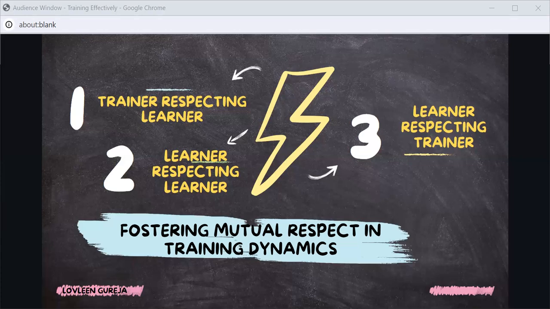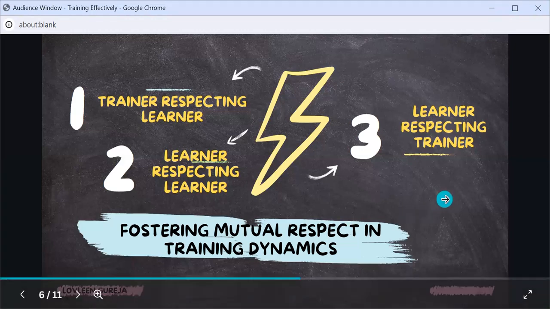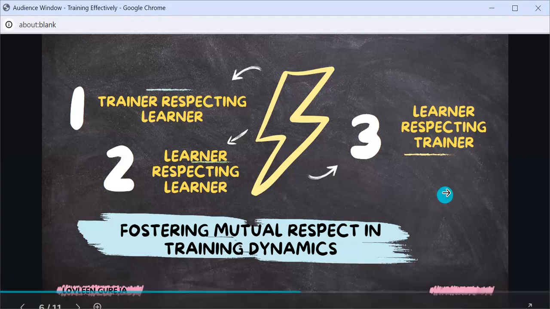When you incorporate all these practices, a trainer not only earns respect, but also creates an environment where learners feel valued. They feel motivated to engage. They feel that, yes, we are also respected. So ensure these strategies are done and you follow these strategies.